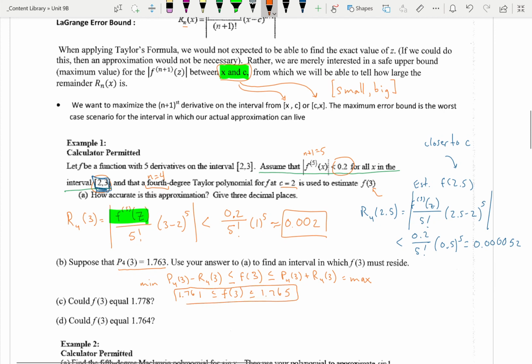Okay? So now it asks the question, could f of 3 equal 1.778? Well, 1.778 is greater than the largest possible value of f of 3. So no. Could it equal 1.764? Well, 1.764 is between 1.765 and 1.761. So sure, it could. Yes, it's possible that f of 3 equals that because it resides within the interval.